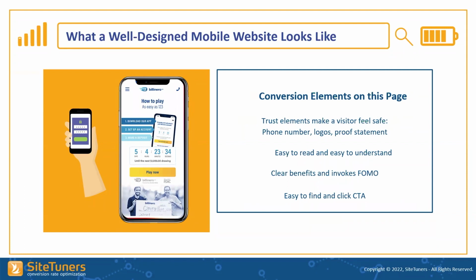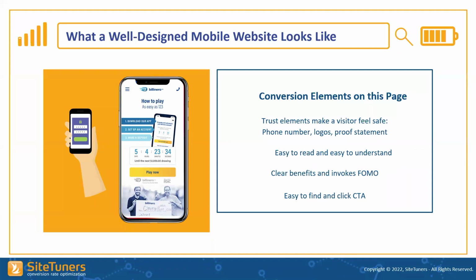Conversion elements on page. Now, this is an example of what a well-designed mobile website looks like. So this is Bill and Arrow. You'll notice the phone is in the top right-hand corner. They're talking about how easy it is to play, right? Download, they say, what do you do? Download our app, set up an account, make a deposit. So what's on here that makes this interesting? What makes this conversion oriented? There's trust elements on here to make the visitor feel safe. Phone number, logos, and a proof statement. Now, the proof statement is actually the check at the bottom. So that's the proof statement that you set up an account and you could potentially win money back.